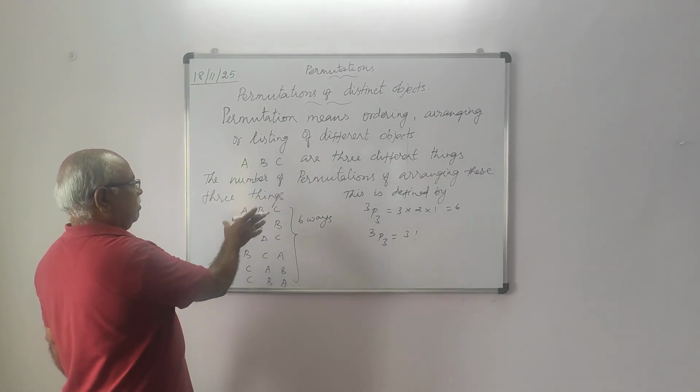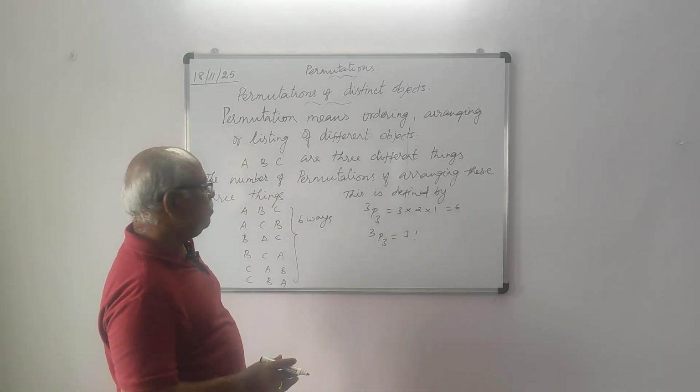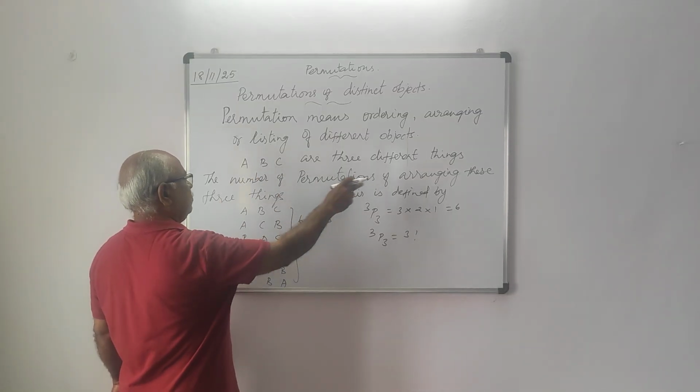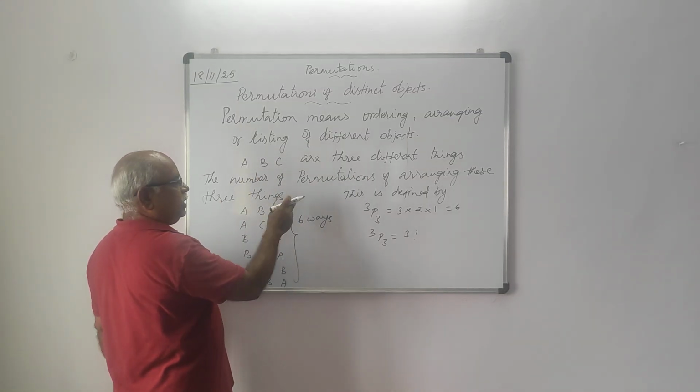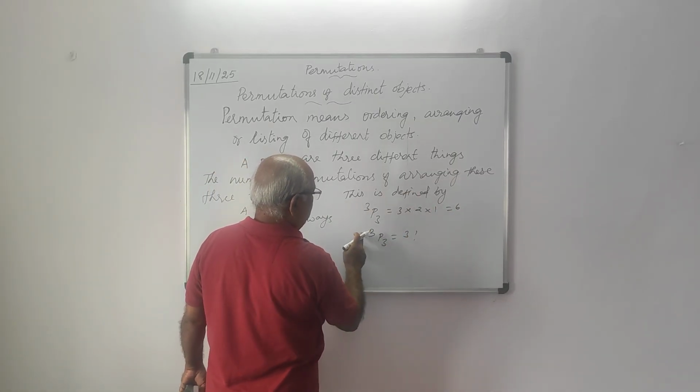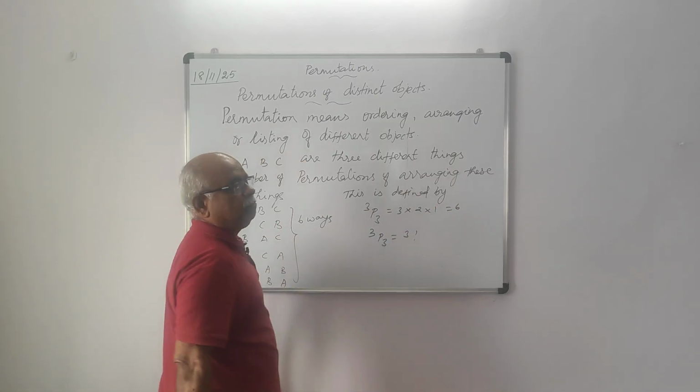So this is our first idea. The number of permutations of arranging three given things is 3P3, that is 6 ways. It is denoted by 3 factorial.